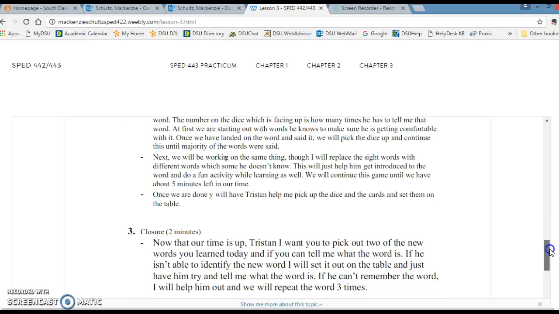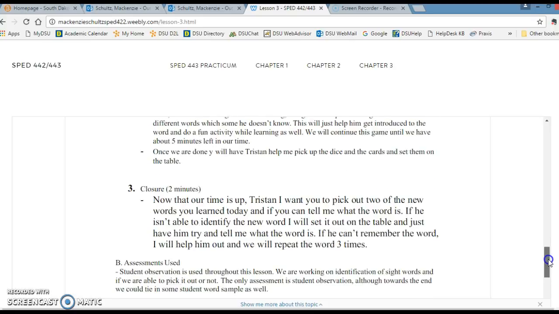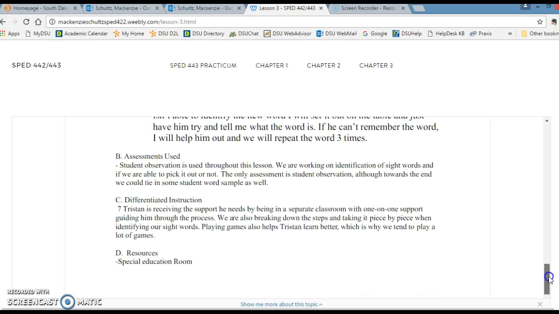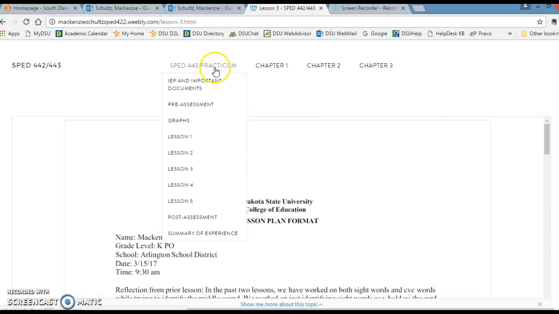And then I replaced the sight words on the page a couple different times just to show that there are different words. We did that until we had about 5 minutes left, and then we picked them all up, and then I told him to pick out 2 of the words that he learned today and tell me the words. So I think he picked out what and was, and those 2 words he had to tell me which one was which and how he knew that. So just getting that familiarization with that. So now we're going to lesson 4.